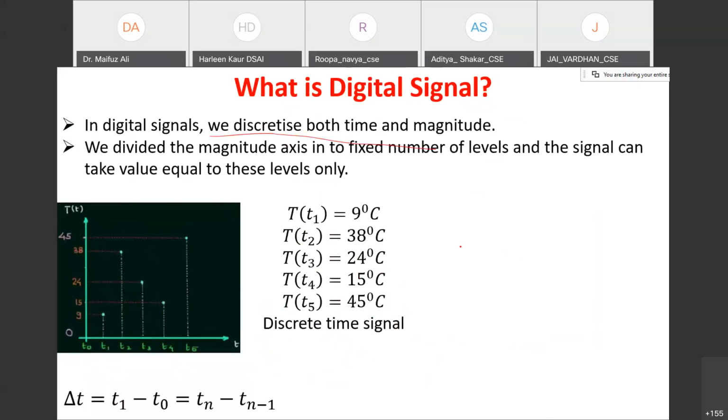If you discretize both the time and the magnitude, where magnitude means the temperature, you can get the digital signal. We divide the magnitude axis into a fixed number of levels, and the signal can take values equal to these levels only.